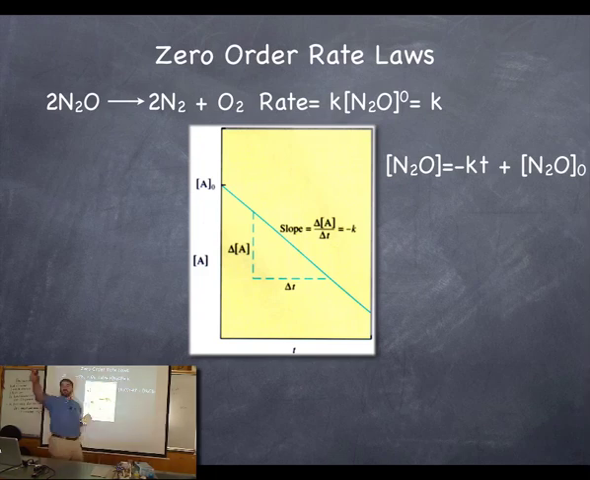Sean? This zero is an exponent, because this is a zero order rate law, so this is to the zero power. This one is a subscript, and it means starting point, or at time equals 0.